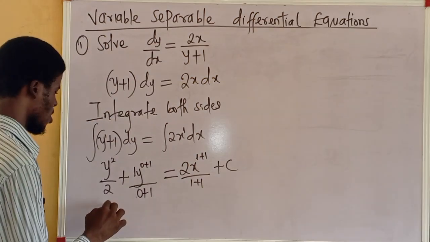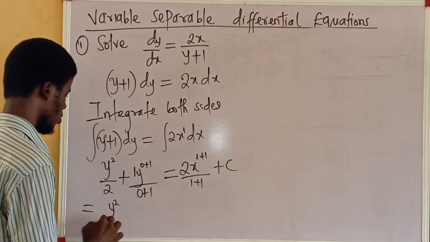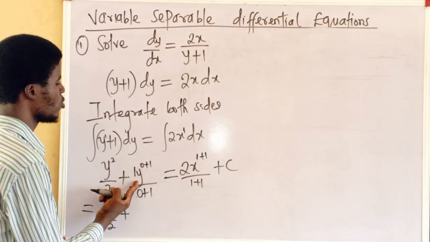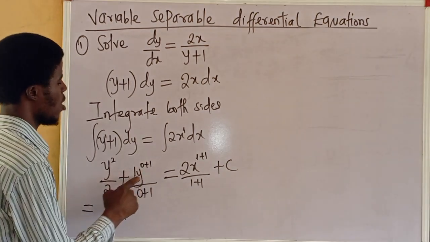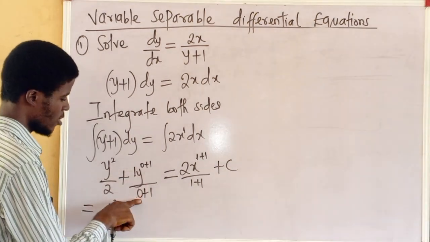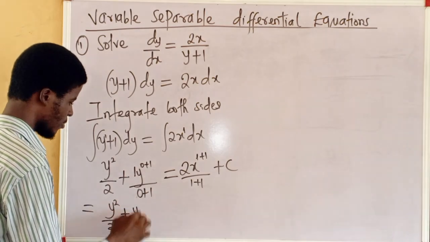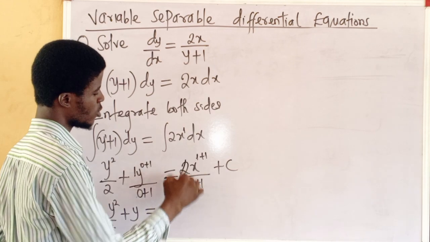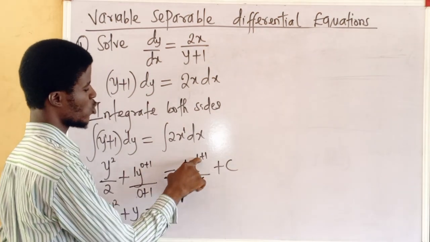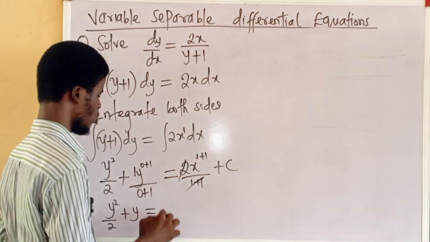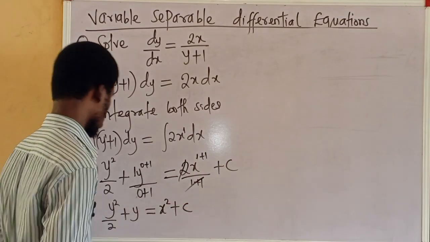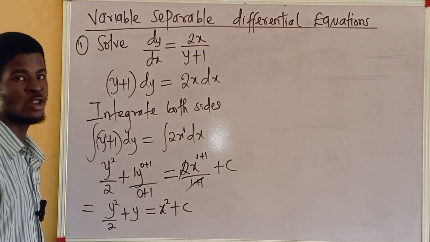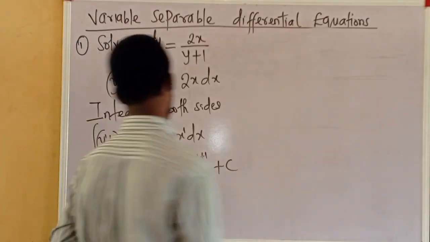So we have y squared upon 2 plus, this is actually y. Everything here will reduce to y. 0 plus 1 is 1. y to the power of 1 is y. This is 1, so y over 1 is y. On the right, 1 plus 1 is 2, so 2 will cancel 2, and we have x squared left, plus c. So we can choose to clear the fraction by multiplying all through by 2. And if we do that, we'll have this.